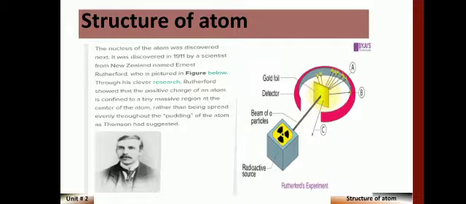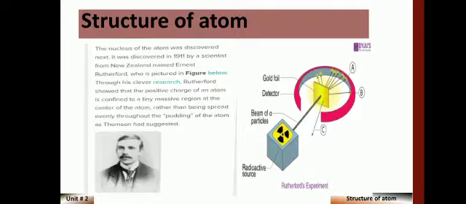The diagram of Rutherford's experiment shows that he used alpha particles. Alpha particles carry a double positive charge. He bombarded a gold foil with a radioactive source. Most of the rays passed straight through, some were reflected back, and most passed through the foil.